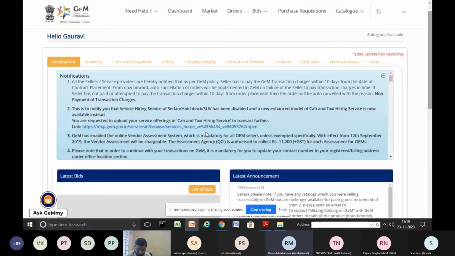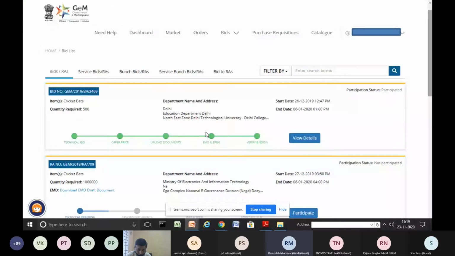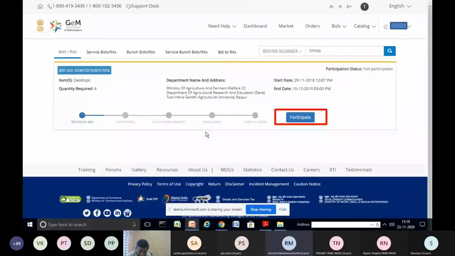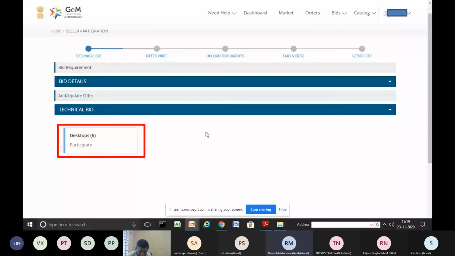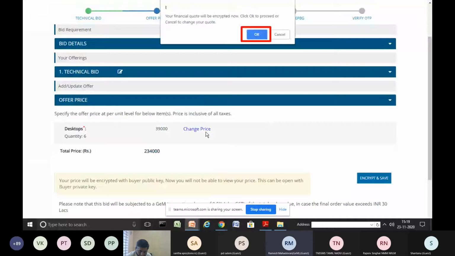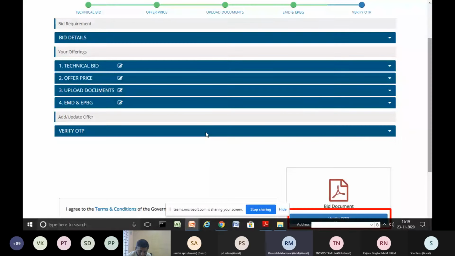So this is how the bidder screen will look. Once you go into the list of bids, they will be able to see all the bids that they have registered in, and they can go and participate in those bids. They may have to provide the details and offer the price. So they offer the price, quantity and amount, and of course the bid document gets created.